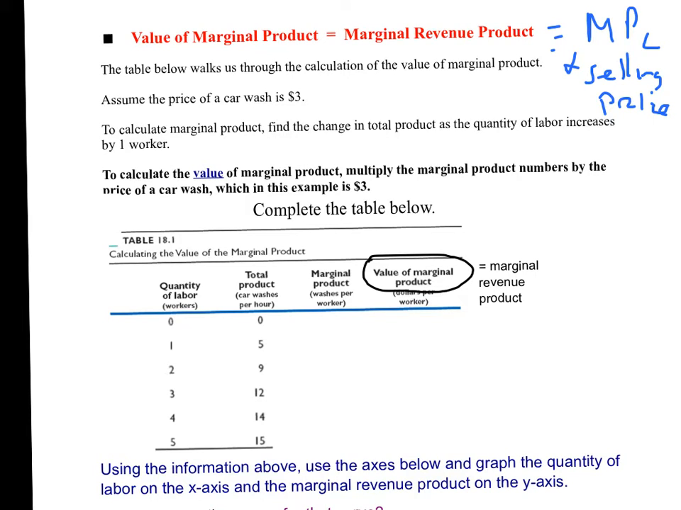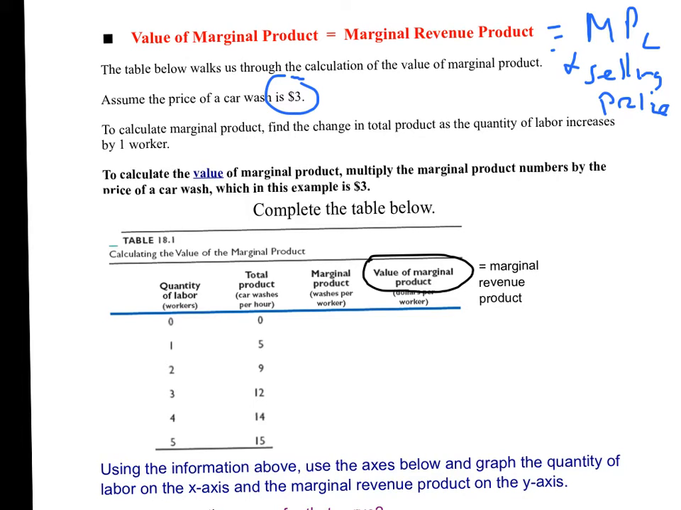So in this example, assume that the price of a car wash is $3. I think it's a very cheap car wash, and the price is $3 to get your car washed. So that would be the selling price. Well, based upon the table below, where we have the quantity of labor and the total product, from that we want to compute the marginal product of labor.